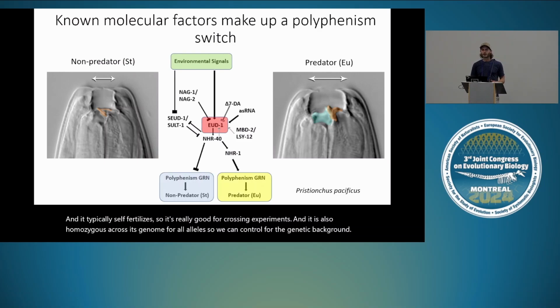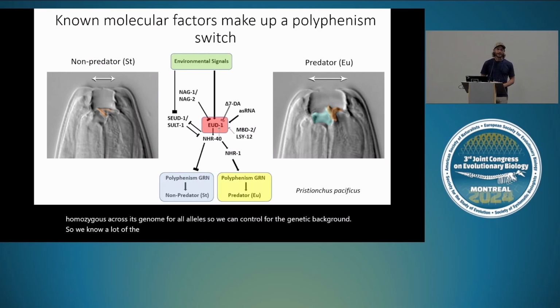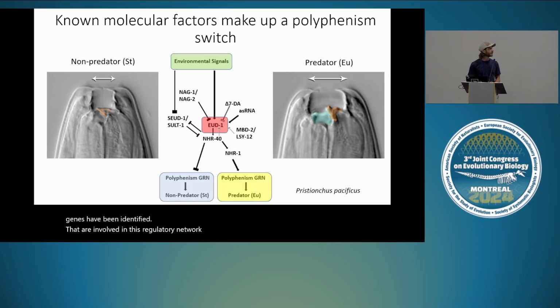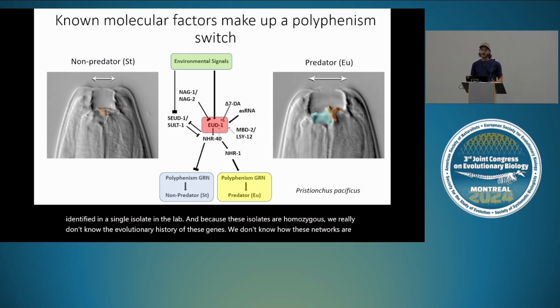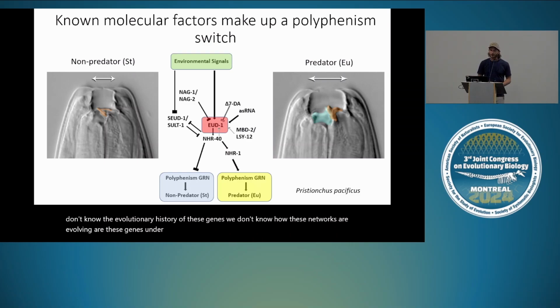So we know a lot of the interactions that are occurring at the molecular level, and a lot of genes have been identified that are involved in this regulatory network. However, most of these genes have been identified in a single isolate in the lab. And because these isolates are homozygous, we really don't know the evolutionary history of these genes. We don't know how these networks are evolving. Are these genes under the target of evolution?